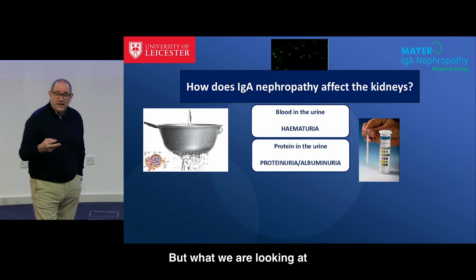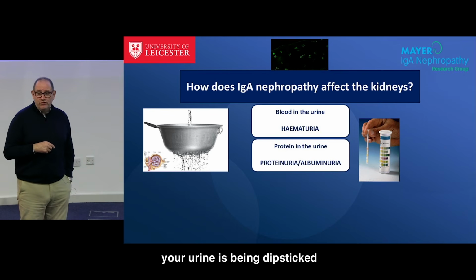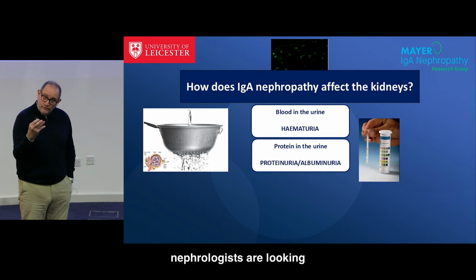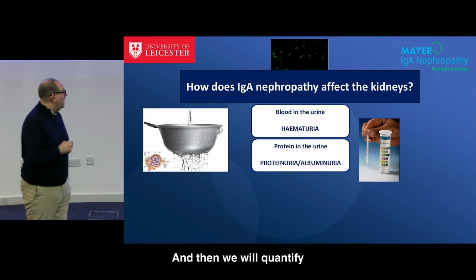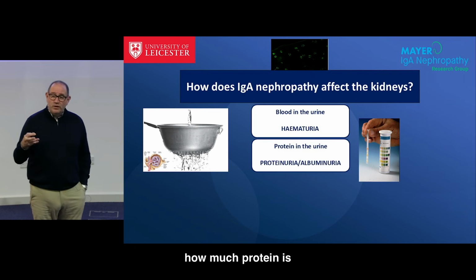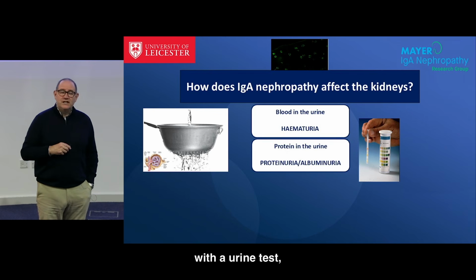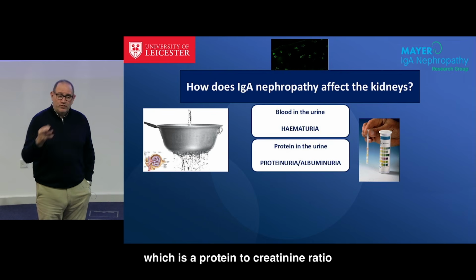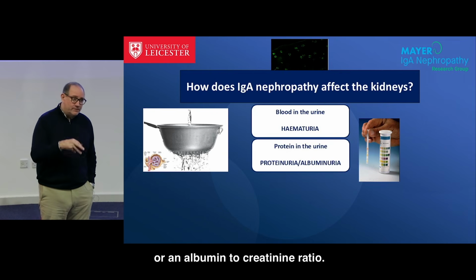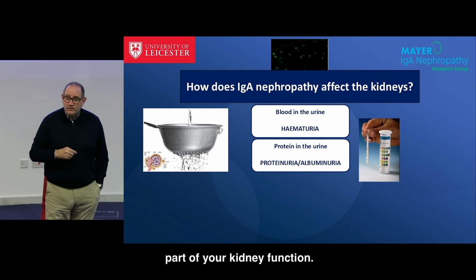But what we are looking at, and you will know full well that every time you go to clinic, your urine is being dipsticked, and nephrologists are looking to see whether there's blood and protein in the urine. And then we will quantify how much protein is in the urine. You'll provide us with a urine test, and we'll do something called a PCR or an ACR, which is a protein to creatinine ratio or an albumin to creatinine ratio. And that's what we'll do to monitor part of your kidney function.